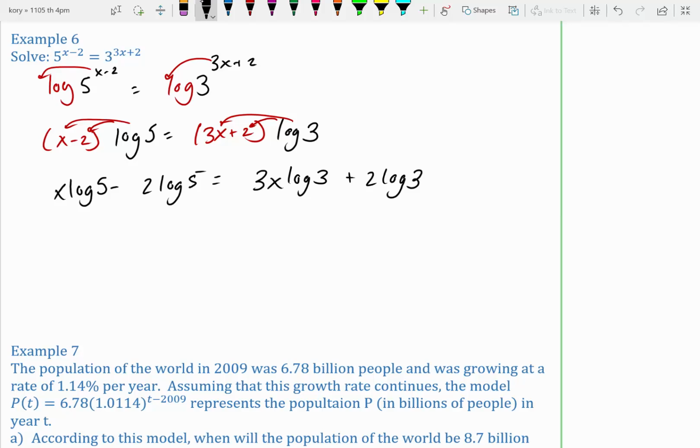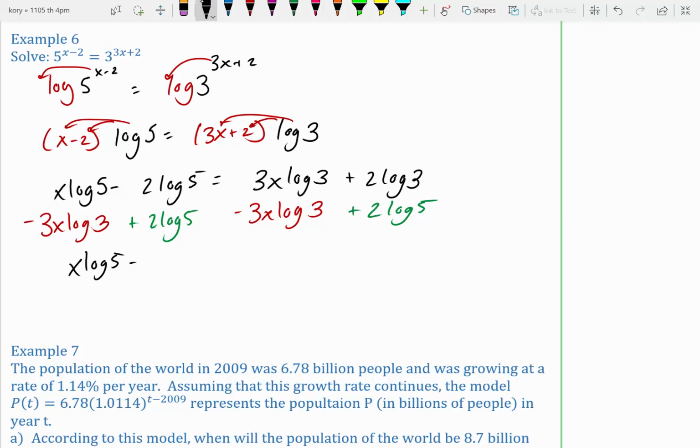What should you do with the x's? Yep, group them, move them to one side. So we subtract 3x log 3 from both sides. And then we add 2 log 5 to both sides. So when we do, we are left with x log 5 minus 3x log 3 equals 2 log 3 plus 2 log 5.